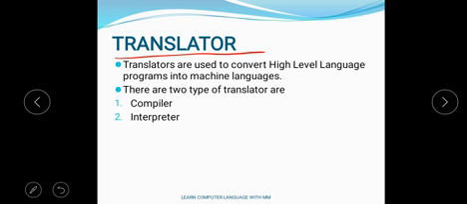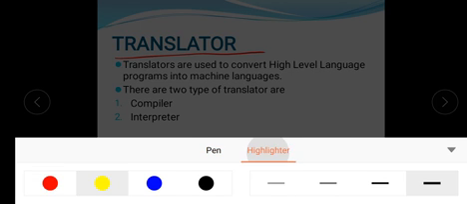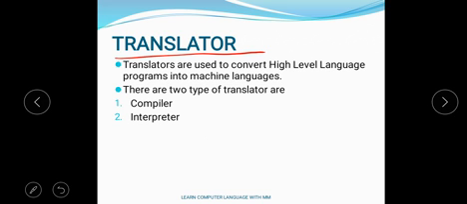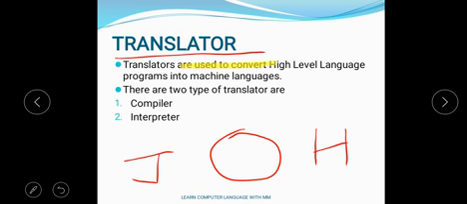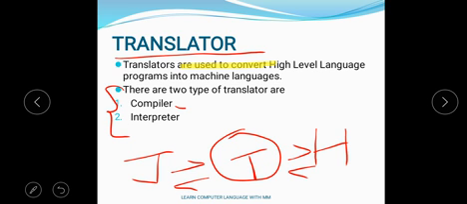Translator. By the name translator, you can understand what it means: translating one language into another language. So translators are used to convert the high level language program into the machine language. Suppose someone knows the Japanese language and you know the Hindi language, it means you need a translator to convert your language into Japanese and Japanese into Hindi. Same case in computer language, translators are used to convert the high level language program into the machine language. There are two types of translator. First one is compiler and the second one is interpreter.